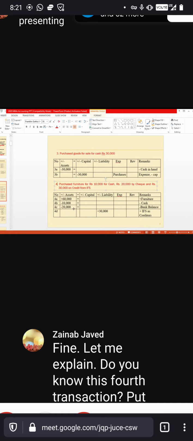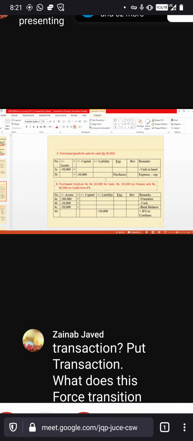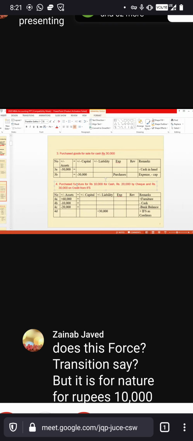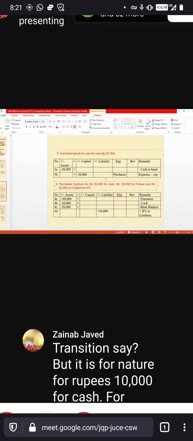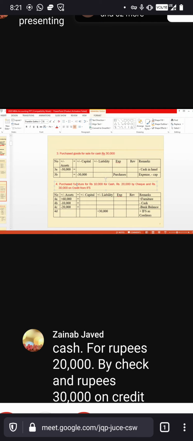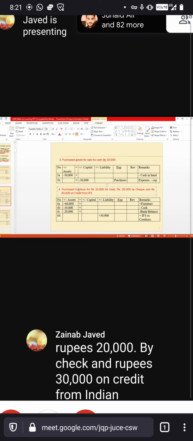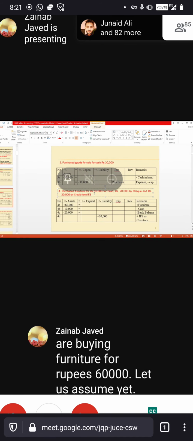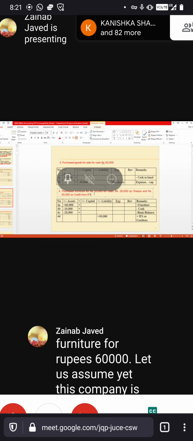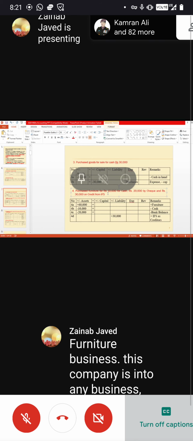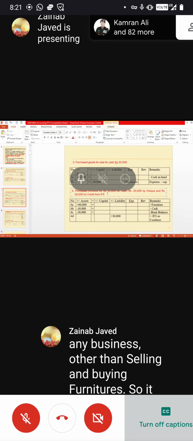What does this fourth transaction say? Purchase furniture for rupees 10,000 for cash, for rupees 20,000 by check, and rupees 30,000 on credit from Indian Furniture Store. In all, you are buying furniture for rupees 60,000. Let us assume that this company is not into furniture business. This company is into any business other than selling and buying furniture. So it has bought furniture for rupees 60,000.